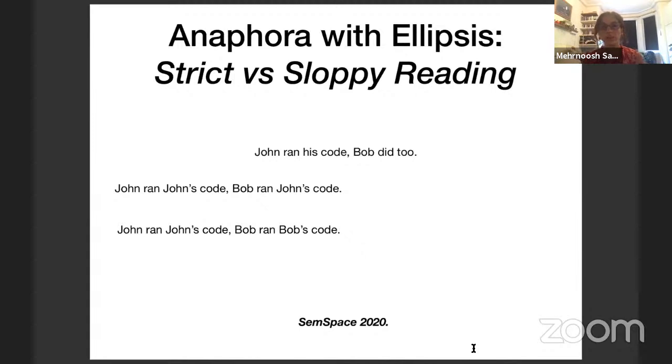So this has two interpretations. John ran John's code, Bob ran John's code, or the other interpretation says John ran John's code and Bob ran Bob's code. So when you read this sentence, both of these interpretations should come into your mind. And accordingly, your model has to have two distinct vector representations for the two different readings. I've been working on this discourse challenge for quite a few years. And for the first time, this formalism can actually model strict versus sloppy readings, both in the basis copying and in the K extension.